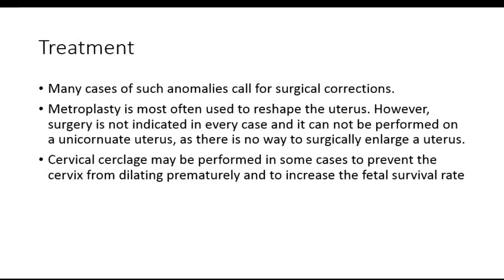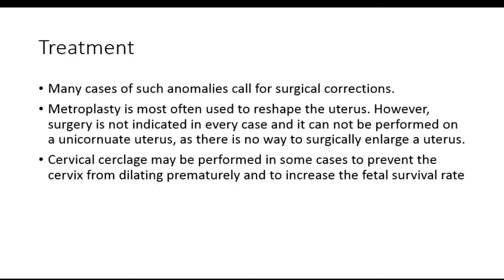Many cases of anomalies call for surgical corrections. That's why we need the systematic approach, the classification of anomalies, because different anomalies require different surgical approaches. Metroplasty is most often used to reshape the uterus. However, surgery is not indicated in every case and cannot be performed on the unicornuate uterus, as there is no way to surgically enlarge the uterus if it is unicornuate.